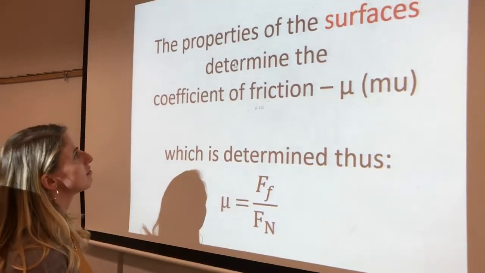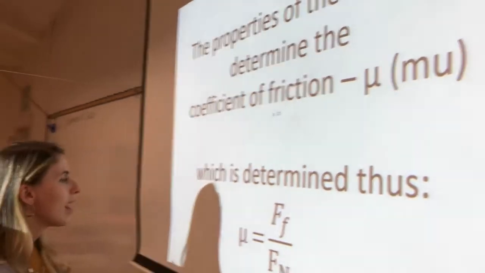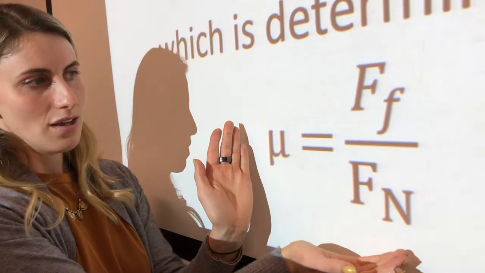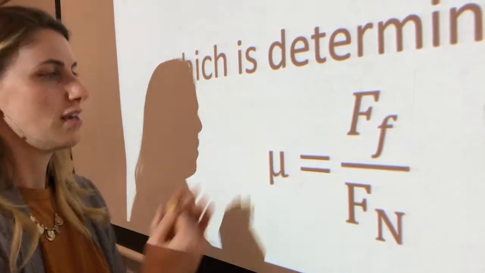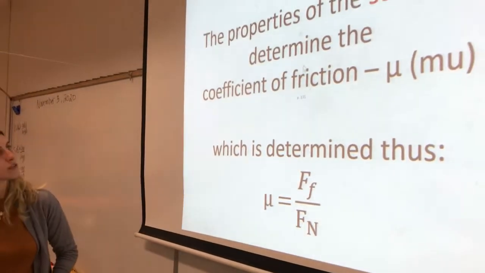The properties of these surfaces determine the coefficient of friction, mu, which is determined thus. Here is our equation. Force of friction, divided by normal force, gives us mu. You guys calculated this yesterday, I do believe. You calculated your 3 trials.